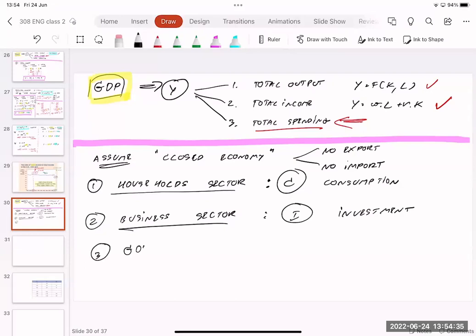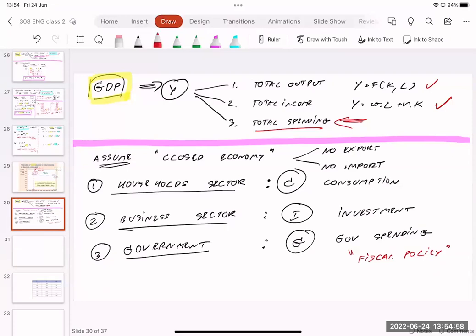It's gonna be the government sector. We're gonna use G for the government spending. Keep in mind that when the government spends the money, we have a name for it. We're gonna call it fiscal policy. Fiscal policy is the policy where the government tries to manage their public budget. So fiscal policy is the story about how the government is gonna spend the money.